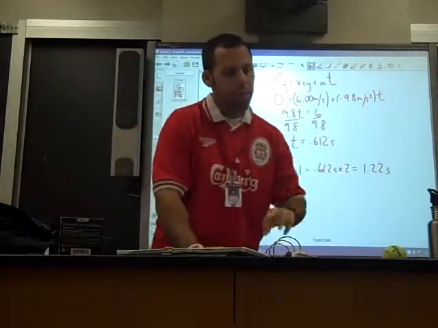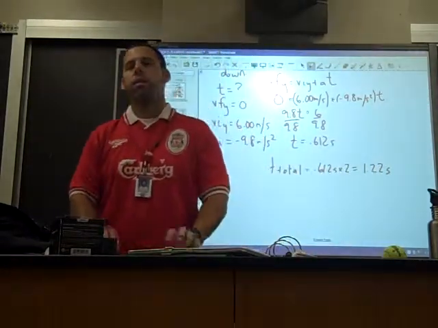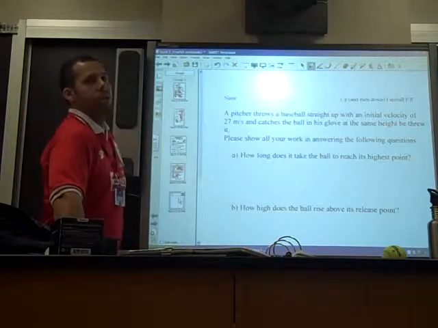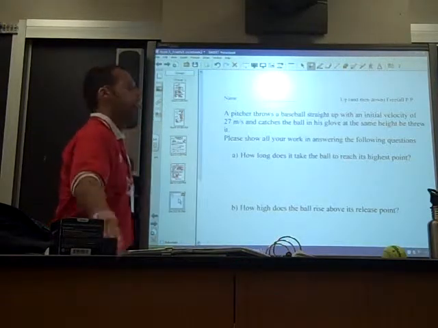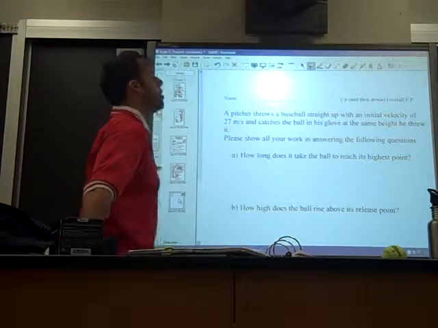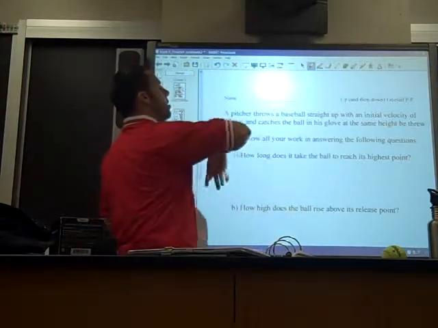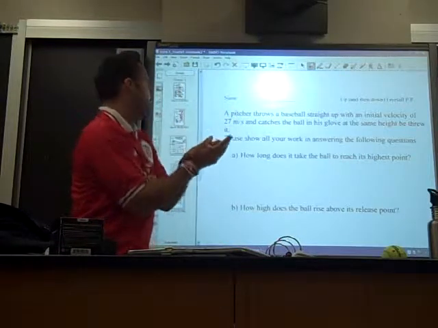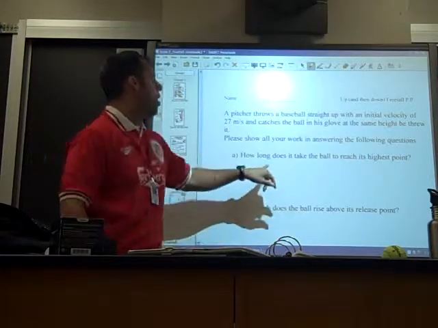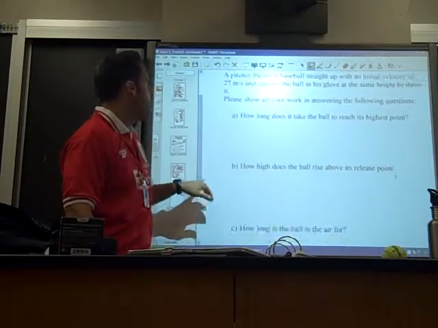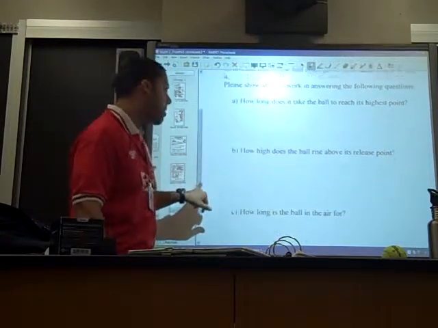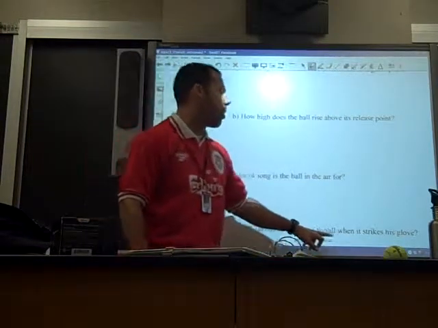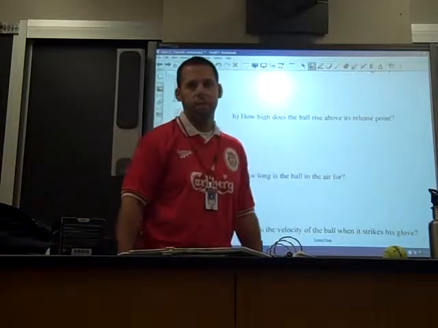All right. Flip it over. Practice problem. I want you guys to do this with your partners on your own. A baseball pitcher throws a baseball straight up with an initial velocity of 27. He catches the ball in the glove the same way he threw it. So, show all your work. How long does it take the ball to reach the highest point? How high does the ball rise above its release point? How long is the ball in the air? And what is the velocity of the ball when it strikes his glove? Okay?